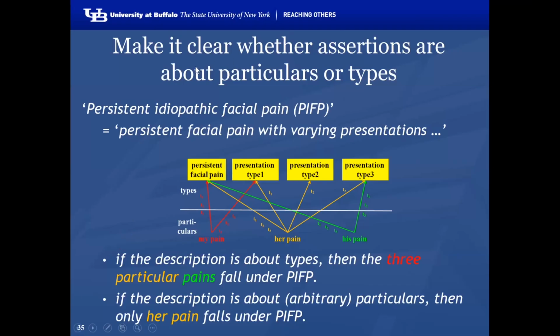If the description here is about types, in that case, the 3 particular pains would fall under PIFP. But if the description is about arbitrary particulars, then only her pain falls under PIFP, because this is the only one for which in that patient the presentation varies. But if you look at the varying presentations over all patients, then they all satisfy that definition.